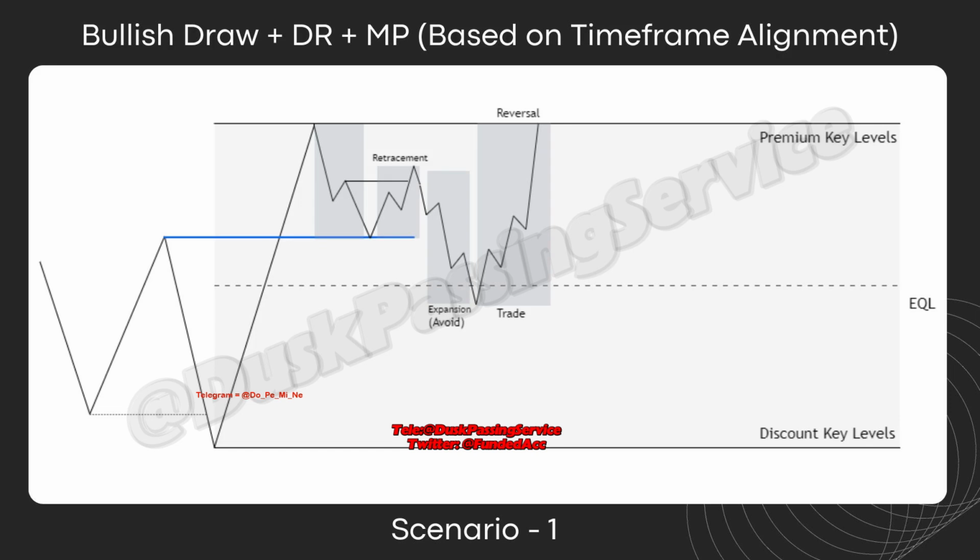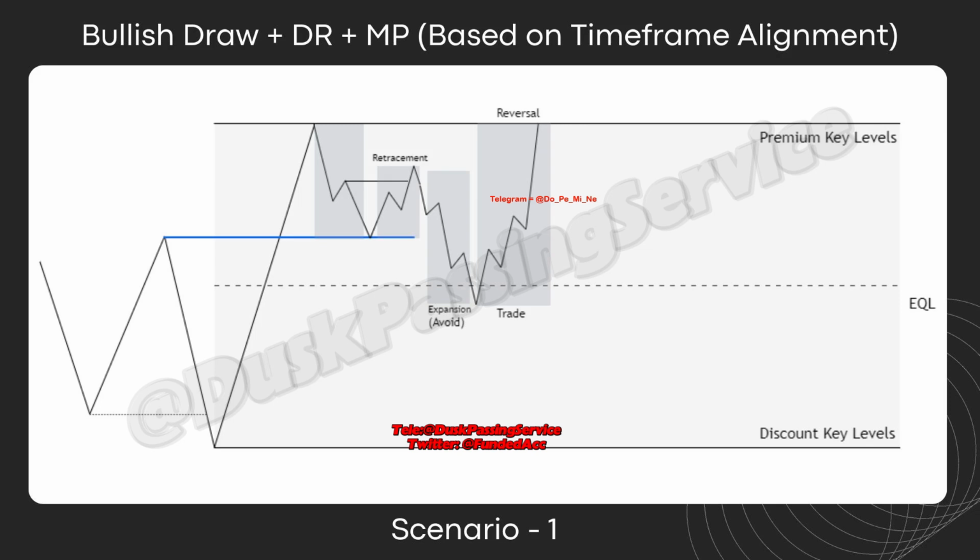Now you can trade the key levels in the premium too, but remember they're going to be lower probability trades. You have to be extremely cautious when trading them and not fumble. For most of you, it will be best if you avoid them, and only trade the ones that are in discount in case of a bullish dealing range or bullish market conditions.